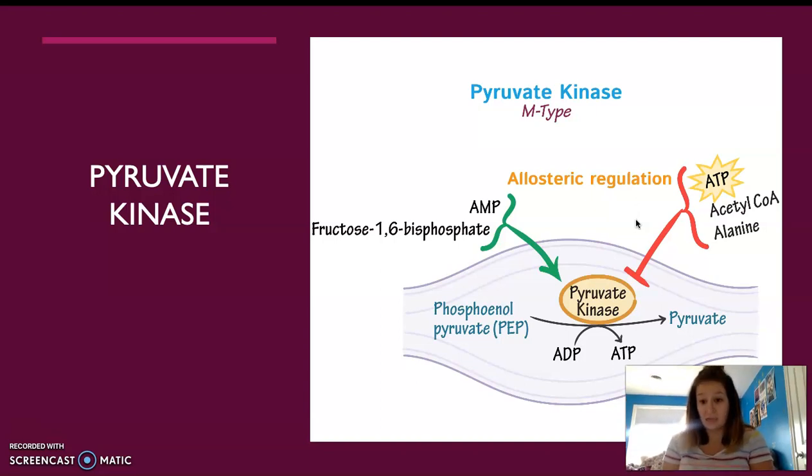Alanine, interestingly enough, is also an inhibitor of pyruvate kinase. Pyruvate, through the process of transamination, can turn into alanine. So of course, if you have too much pyruvate, that can turn into too much alanine through transamination. That is going to come back and inhibit pyruvate kinase.